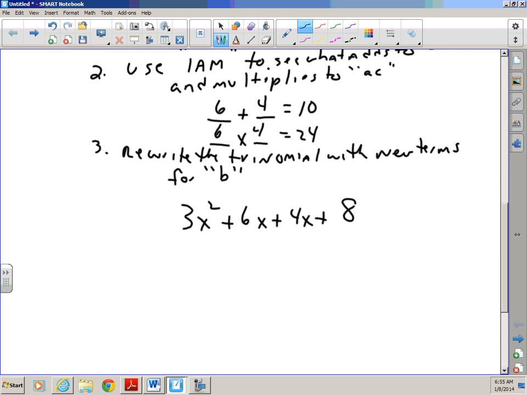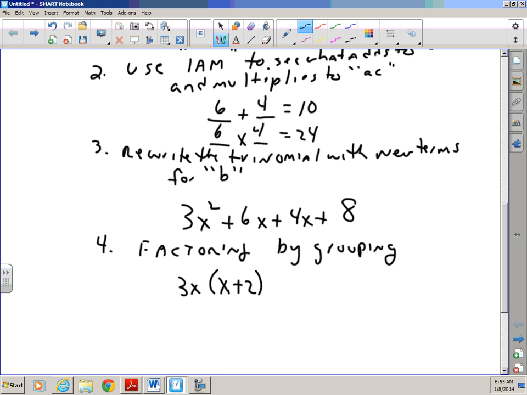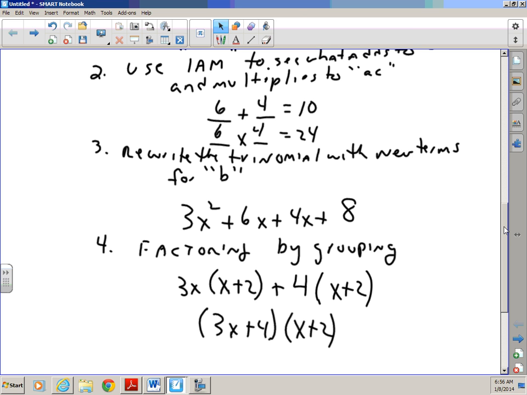Now, remember, in the grouping method, we're going to factor by grouping: we took the 4 terms and broke them into 2. So I factored the first part, 3x, x plus 2, and then the second part as 4, x plus 2. Remember, the key was to get a common binomial, and now I have 3x plus 4 times x plus 2, and we've now factored that trinomial.